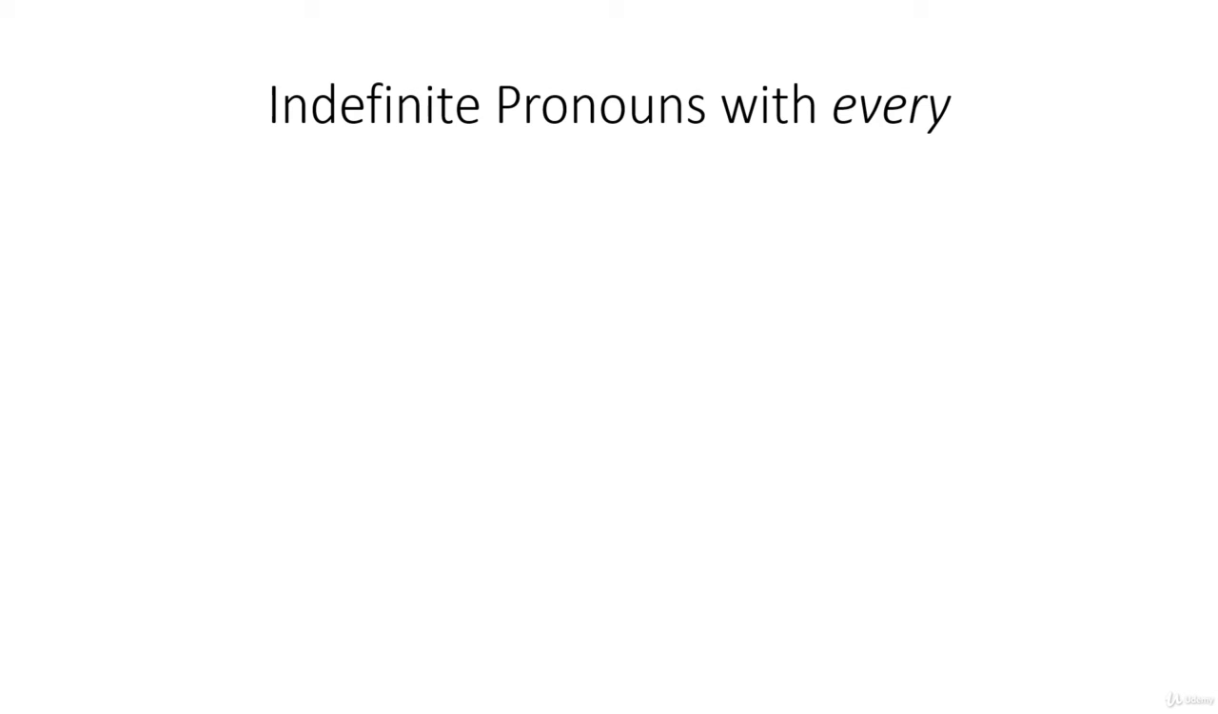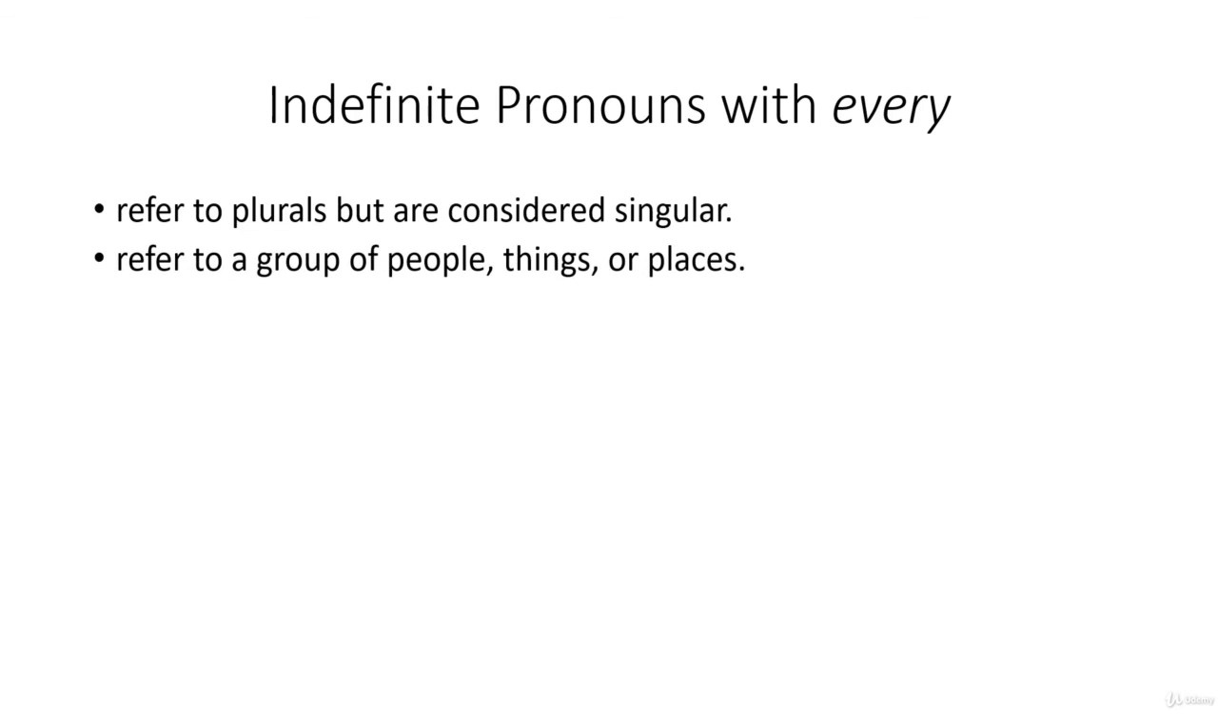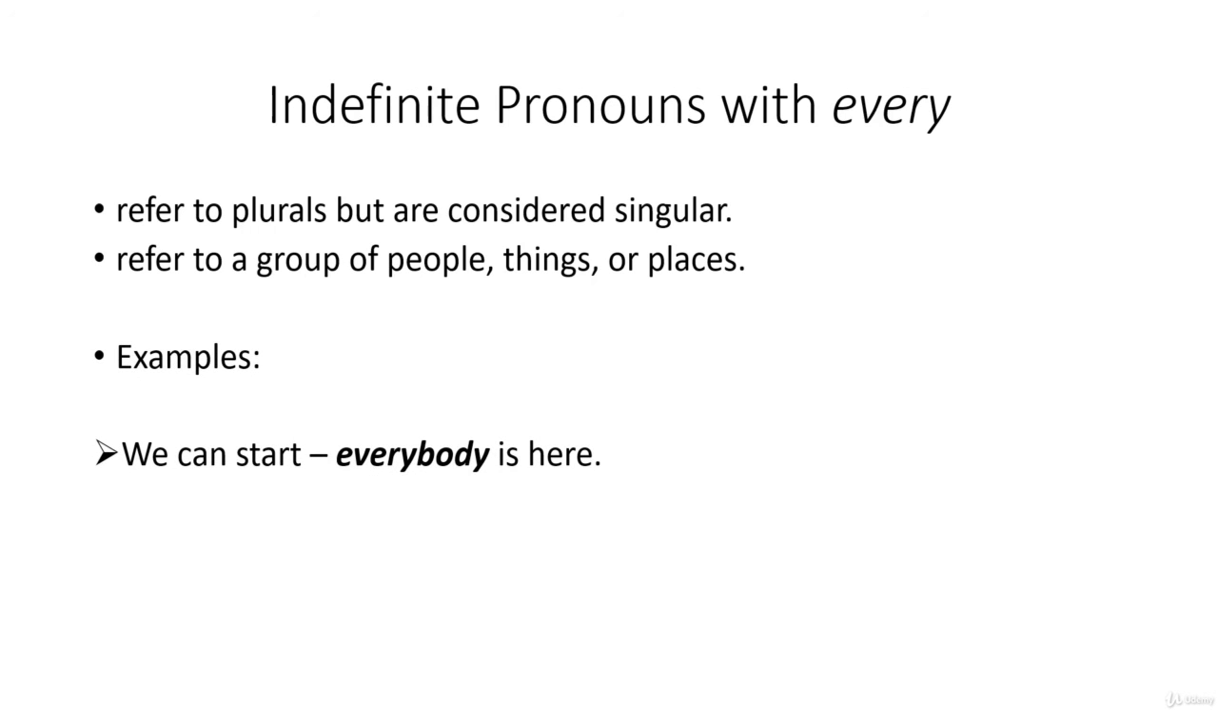Indefinite pronouns with every. They refer to plurals but are treated and considered to be singular. They refer to a group of people, things or places. So the group is the singular part. Here are some examples. We can start. Everybody is here. Please note everybody is here, not everybody are here. We're talking about the group, everybody.